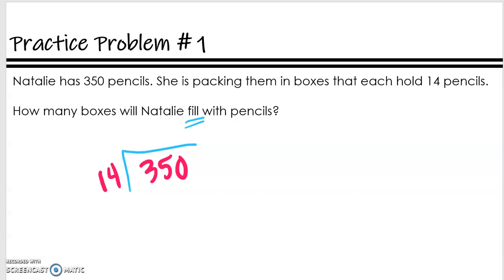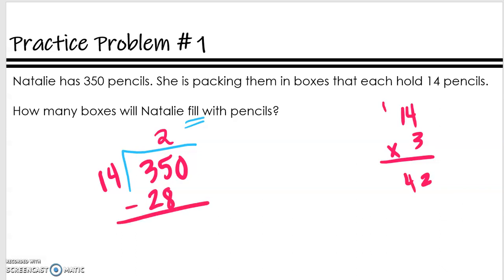Let's start with 35. It can't go into 3, so I'm going to bump over. And I know that 14 can go into 35 2 times, I think. Let me just make sure. Yes, 3 times is too many. So that's 28. And that's 7 left over. Bring down my 0. And I know that 14 times 5 is actually 70.